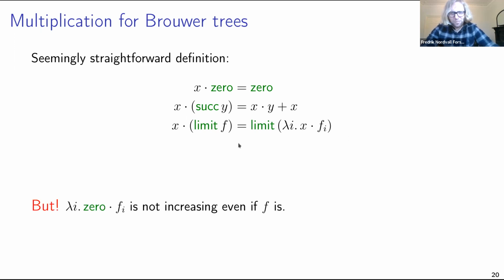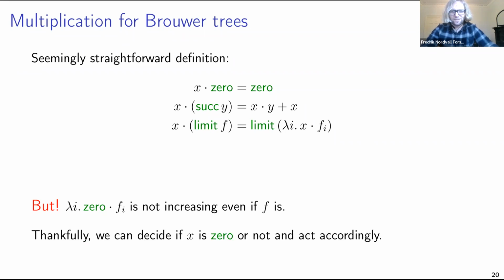But there is a problem if you try to do this, which is that all our sequences had to be increasing, right? But in particular, if x is 0, then all of these elements are just going to be 0 times fi, which is going to be 0. You can prove that 0 times x is 0, just like x times 0 is 0. So that's not going to be an increasing sequence anymore, even if f started off being increasing, right? So this definition just does not work.